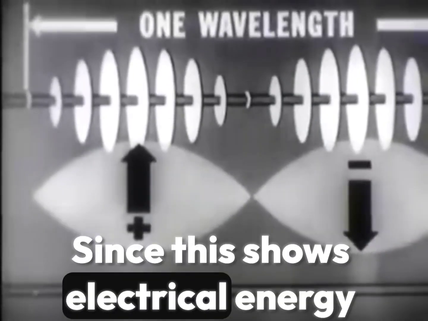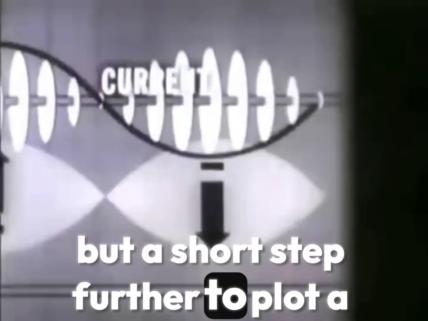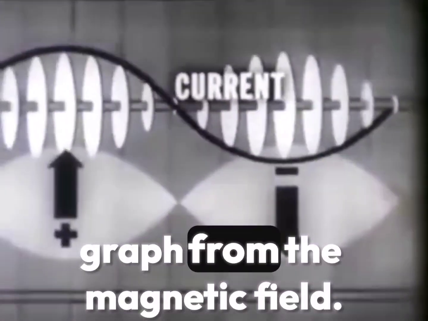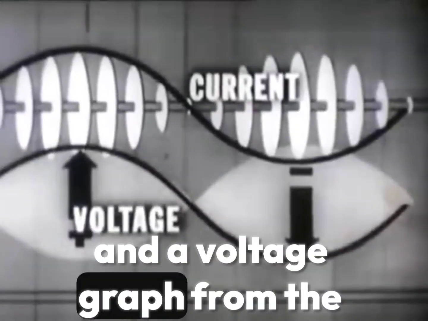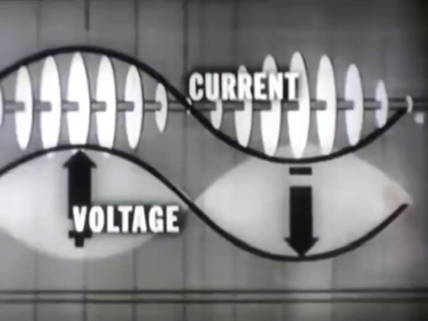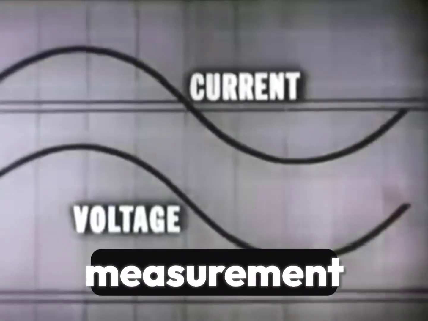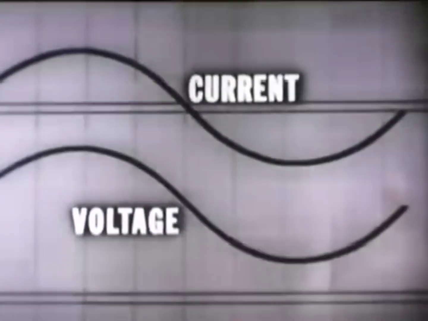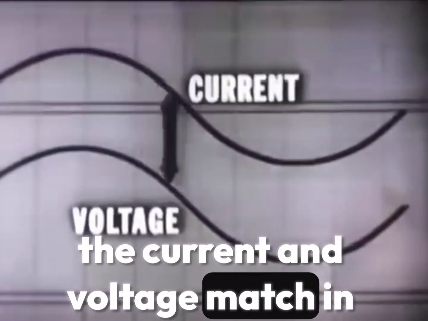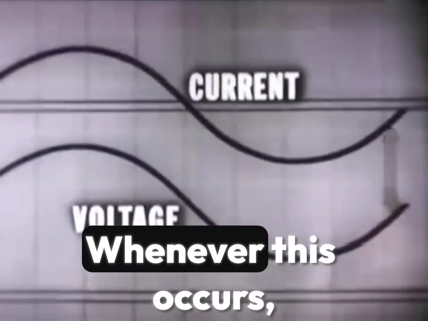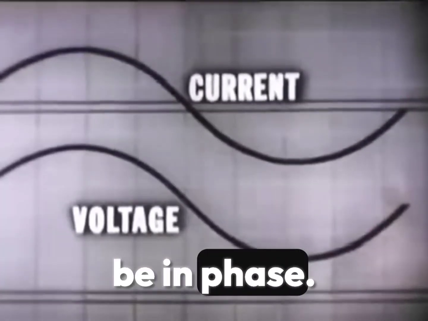Since this shows electrical energy composed of fields in motion, it is but a short step further to plot a current graph from the magnetic field and a voltage graph from the voltage field. Notice that the current and voltage plots are a direct measurement of the strength of the field. As you can see for yourself, the current and voltage match in amplitude. Whenever this occurs, the current and voltage are said to be in phase.